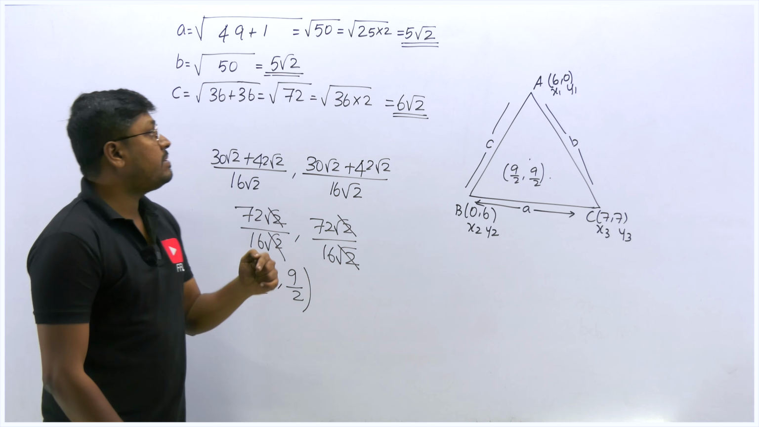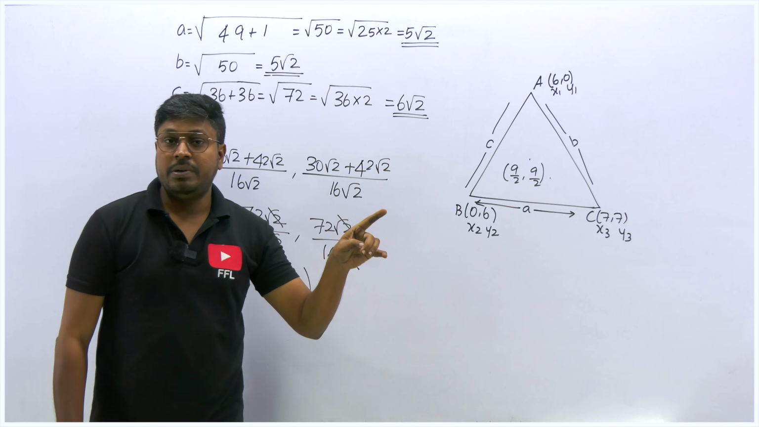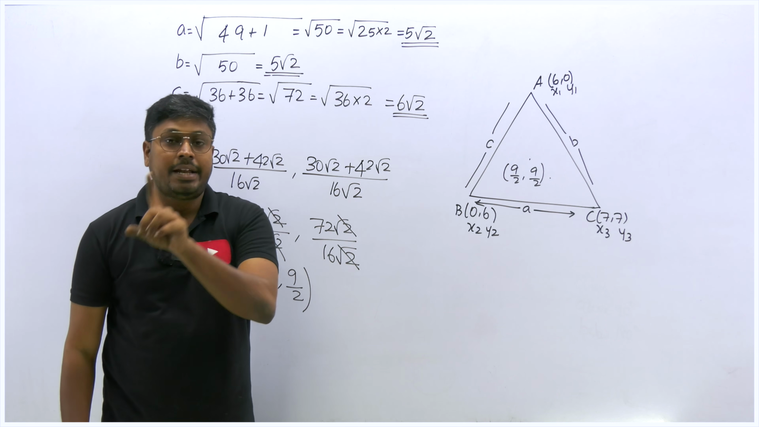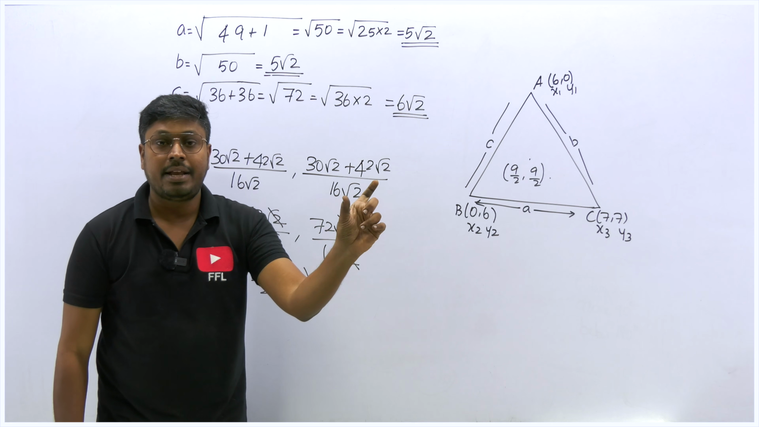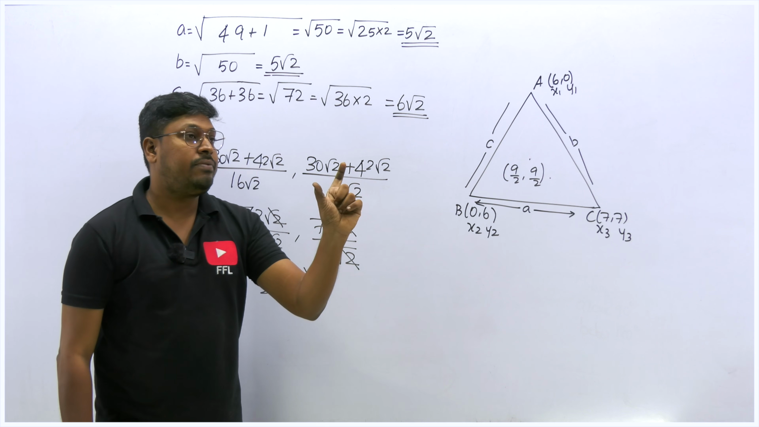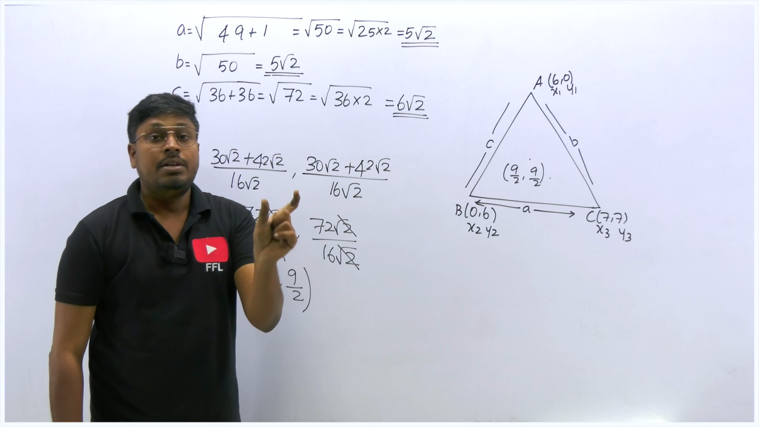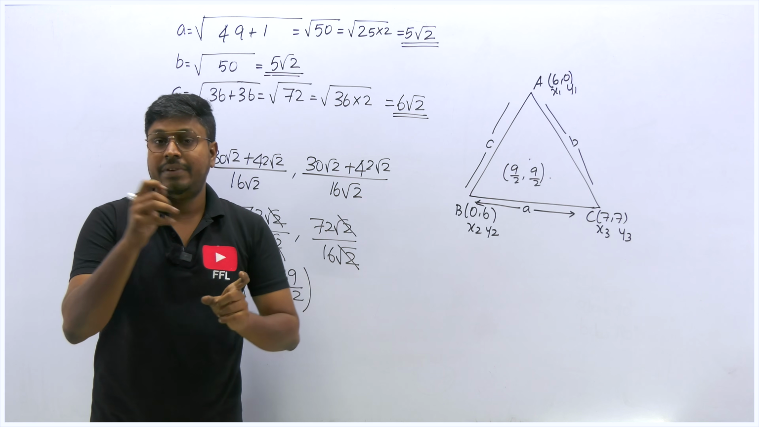Again, I am saying these steps are not required in the exam. Just always go with mental calculation. Square root of 49 plus 1, so square root of 50, by just directly seeing it in your exam. Try to solve all these questions, right? Square root of 50 can be written as 25 into 2. Square root of 25 is 5. So 5 root 2. Value of A is 5 root 2.